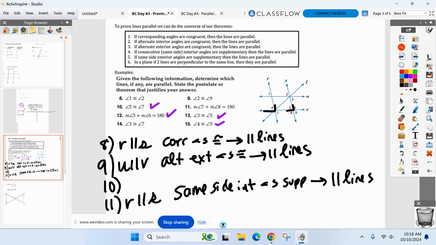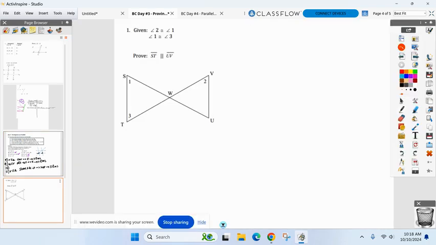Before we actually start a proof now, proving parallel lines. All right, let's do it. We only have 2 today, but they're going to take a while. So go ahead, get this set up for me, and then we will talk.